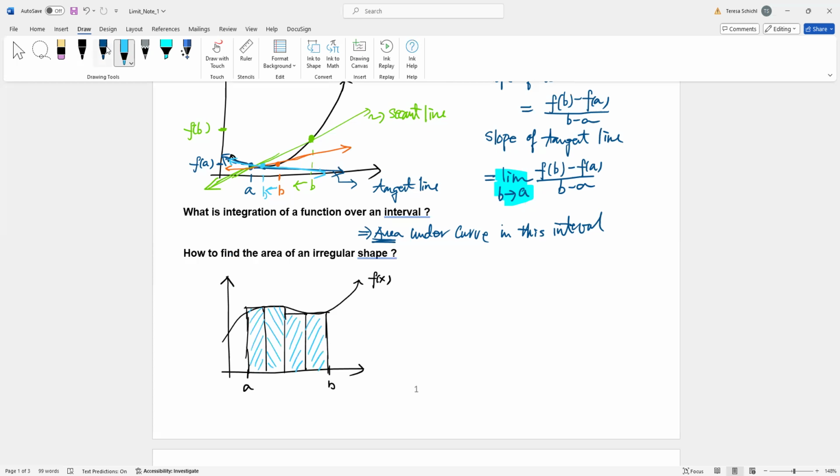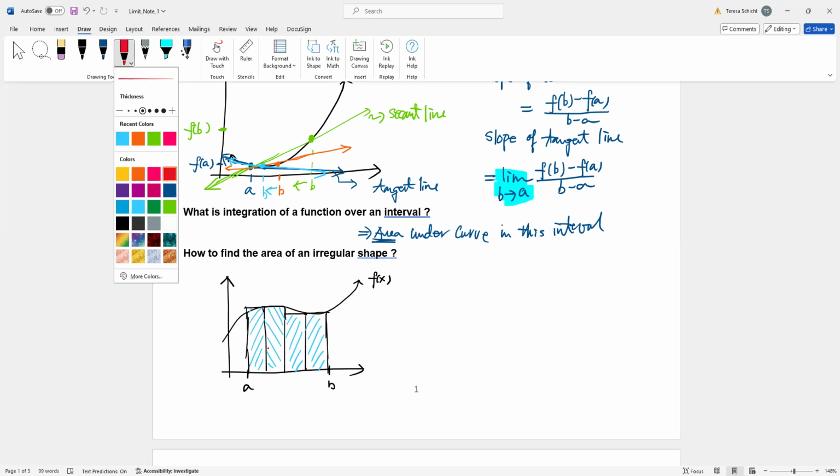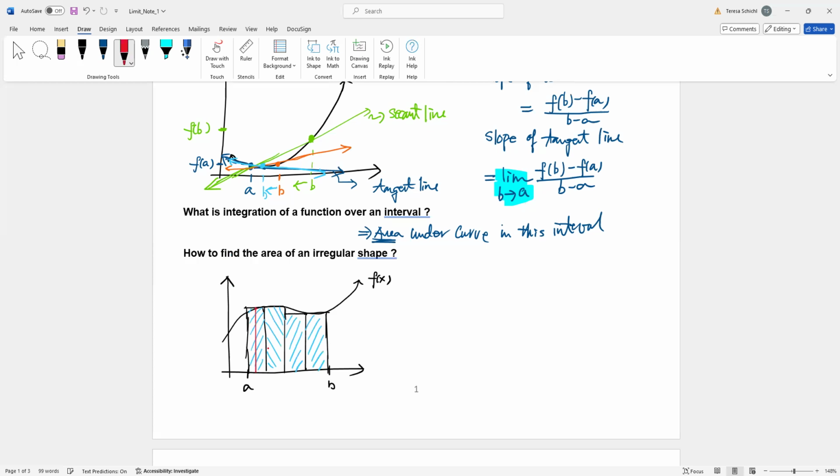All right, so now where does the limit concept come in? They say, okay, instead of dividing into four, how about I divide it into eight rectangles. Now I start to find the area of these eight rectangles here. So I will have here, here, here, here, here, here, here, here. As you can see, the red area is still not the exact area under the curve, but it's more precise than the blue area because I divided it into finer rectangles, right?